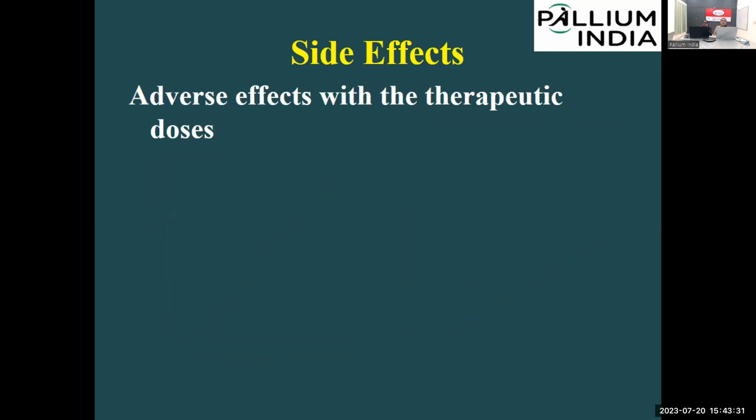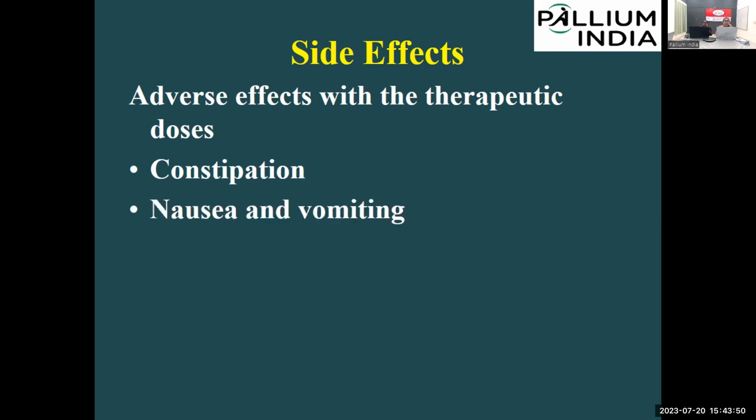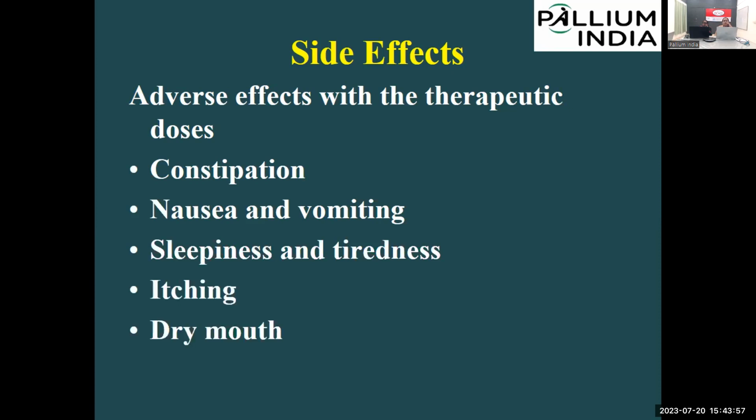So what are the side effects? Side effects are usually the adverse effects that happen with the therapeutic dose of the medication. So even with the therapeutic dose, we have certain side effects. You have already mentioned some of them. Constipation is the most common side effect that occurs with morphine. Then nausea, vomiting, sleepiness, tiredness, itching, dry mouth, urinary hesitancy. These are the other side effects that can occur with the therapeutic dose of the opioid.